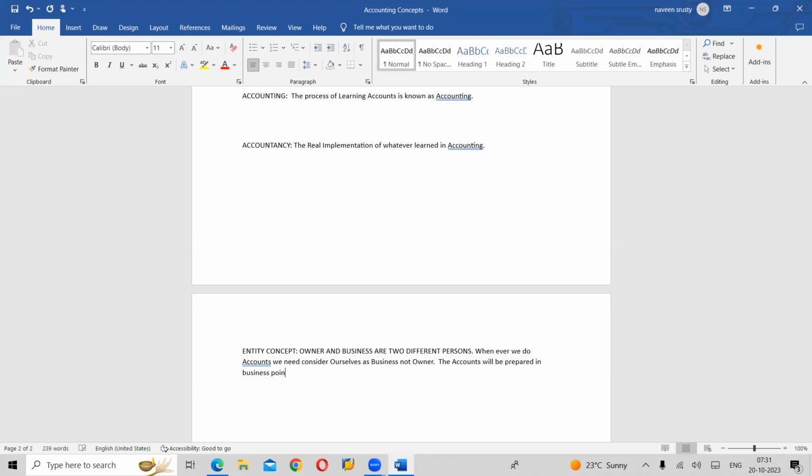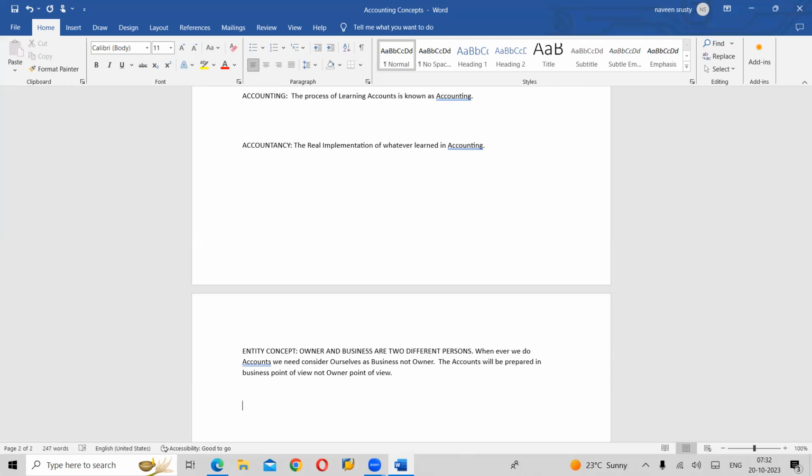In business point of view, not owner point of view. Is this clear? One more thumb rule: the entity concept. What does the entity concept say? Owner and business are two different persons. Whenever we do accounts, we need to consider ourselves as a business, not the owner. We always prepare the accounts from the business point of view, not the owner point of view.